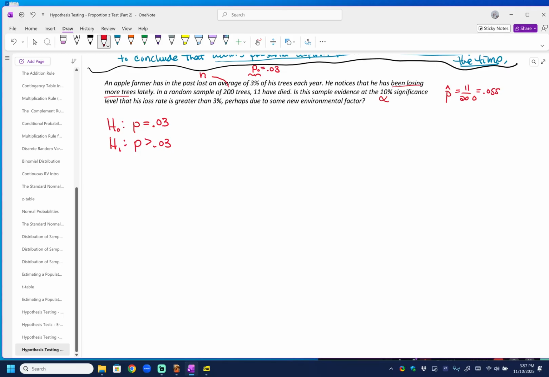This problem is actually going to be at the 1% significance level. I know it said 10% a second ago, but I just forgot to change it when I copy-pasted over. This is going to be alpha equals 0.01.